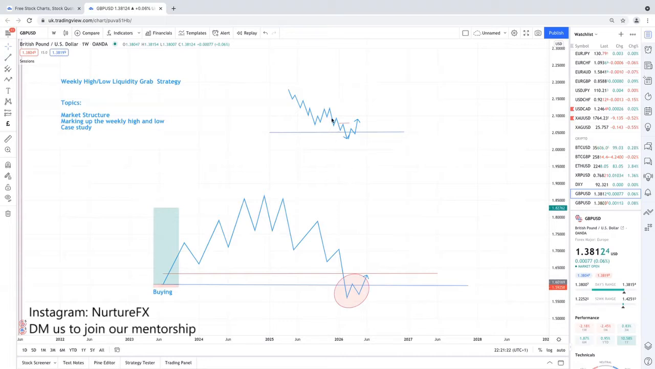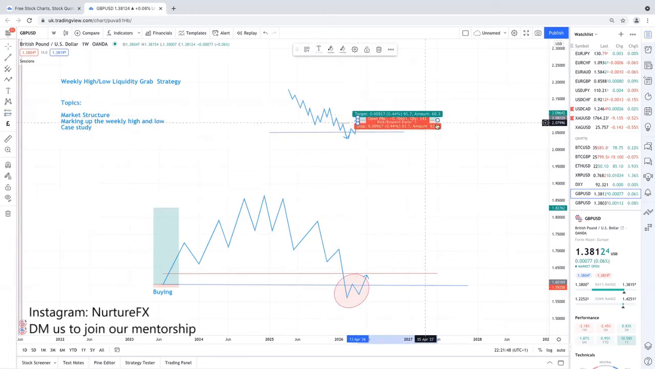So our aim is to get in after the actual manipulation has happened, okay? We're not looking at market structure to enter. We are looking at the fact that it's taken out the low. That's one of our confluences. Now, market structure has been broken, sorry. And we're not just going to get in here. We're not just going to put a buy right here now, saying it's broken structure, I'm buying.